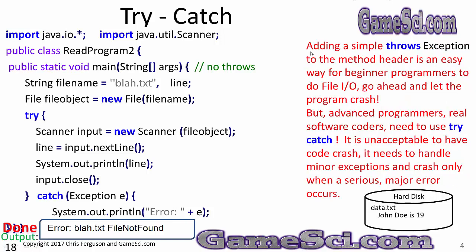Adding a simple throws exception to the method header is the easy way for beginner programs to do file I/O. Go ahead and try it. Let the program crash if the file is not found. But advanced programmers, real software coders, need to use try catch. It is unacceptable to have the code crash. It needs to handle minor exceptions and crash only when a serious major error occurs. Experiment with the catch command and see if you can get your program to recover from errors rather than terminate.